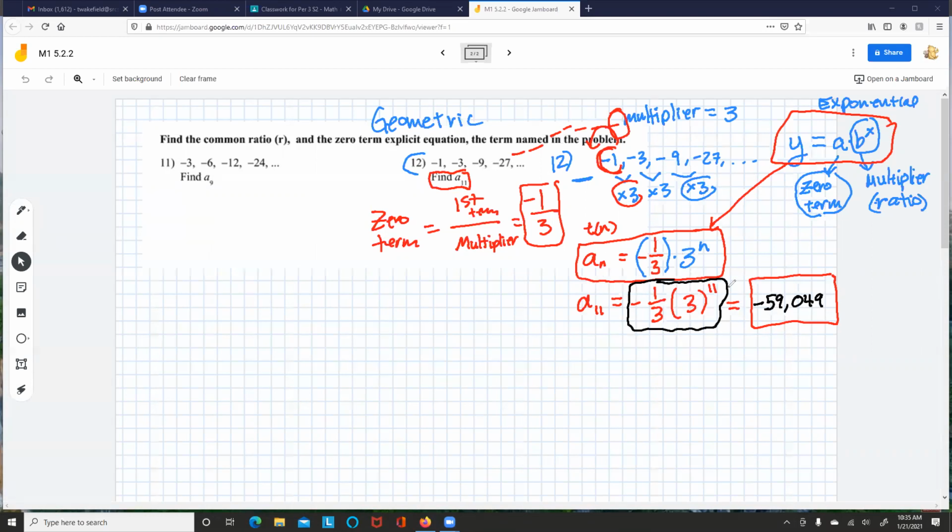Hopefully you guys understand now how you come up with the equation for a geometric problem, and how you do an arithmetic one. The first two were arithmetic and these last two were geometric.